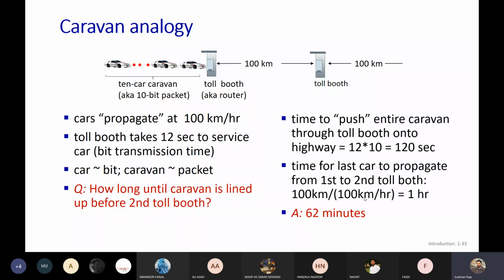So again, a car is a bit and a caravan of cars is a packet. Have a look at it. I'll give you around 1 minute because it is important to understand this analogy, because it is very similar to packets.